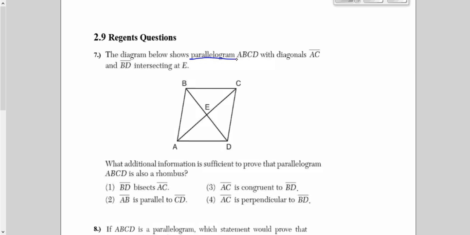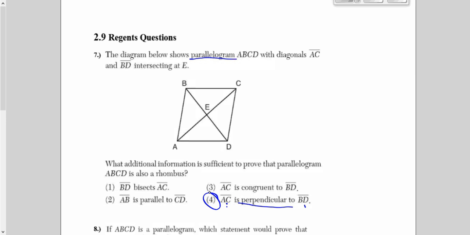He says 4? Why? Because it's the definition of rhombus, it says that diagonals are perpendicular. So AC, that's a diagonal, and BD is a diagonal, right? If we have a parallelogram and the diagonals are perpendicular, it will make it a rhombus, right? Now, here's my issue with the way they worded this question. What about 3? With the parallelogram having the diagonals congruent?